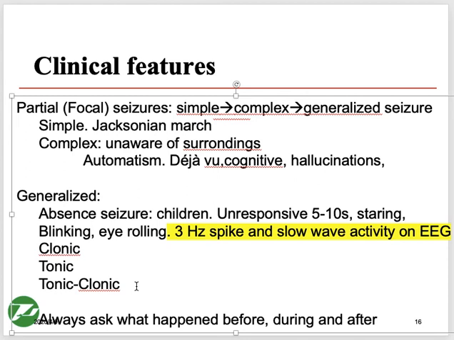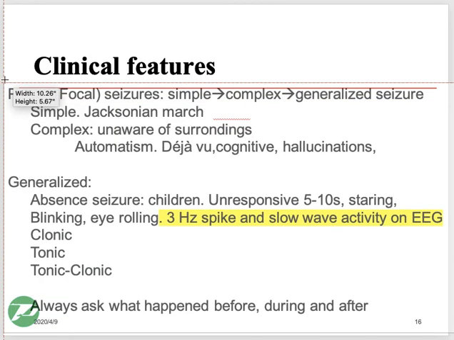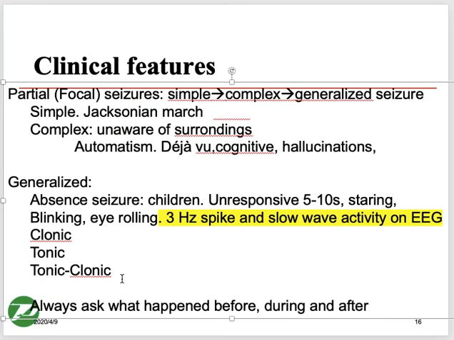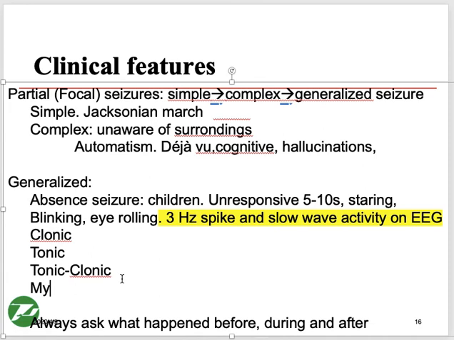So generalized tonic clonic, I told you. Then there is one more type, which is myoclonic, which I told you already. Muscle groups basically start contracting, okay. And then there is atonic, simply muscle tone is lost, okay, and they have the drop attack. So these are the clinical features of epilepsy.